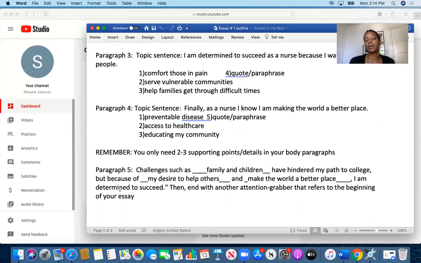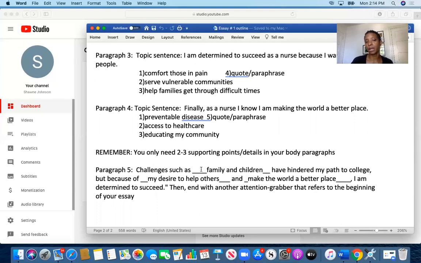And then you get to your conclusion. And your conclusion, again, mirrors the introduction. So just as your introduction has your thesis statement and some kind of attention grabber, your conclusion does the same thing. So it restates your thesis statement in a different way.